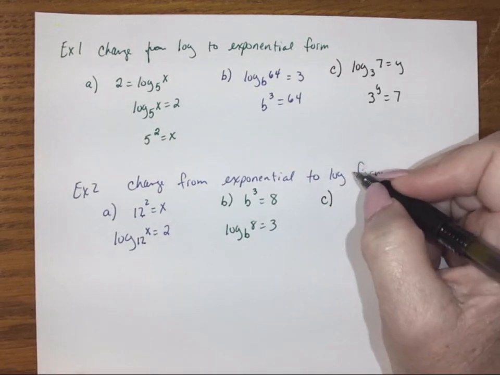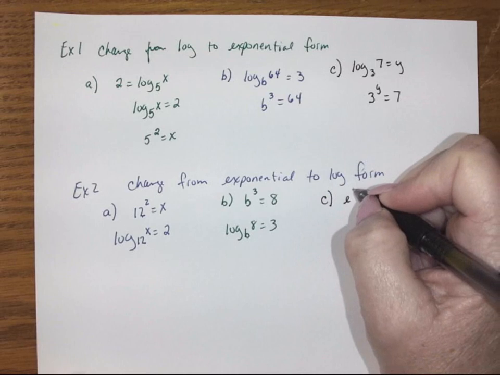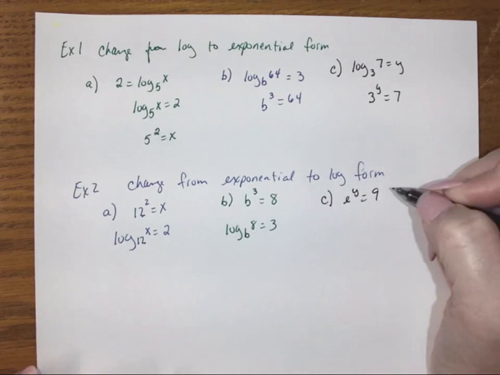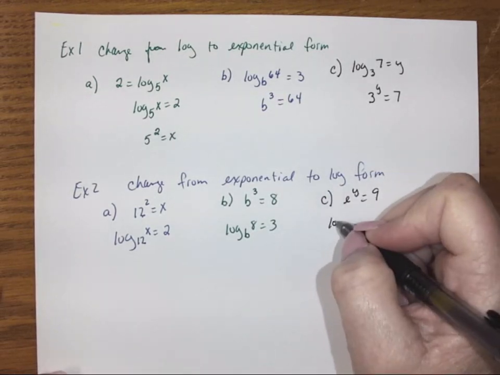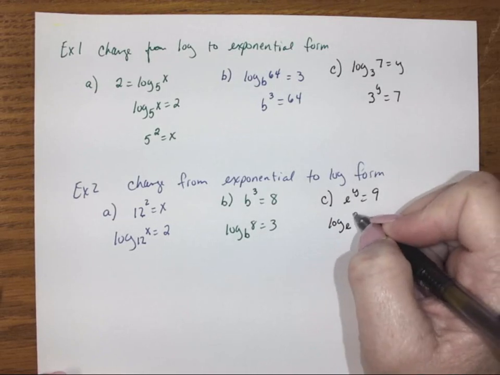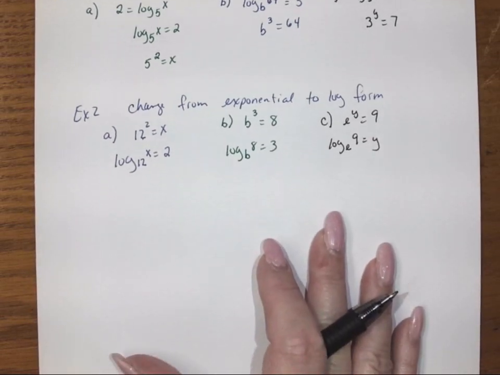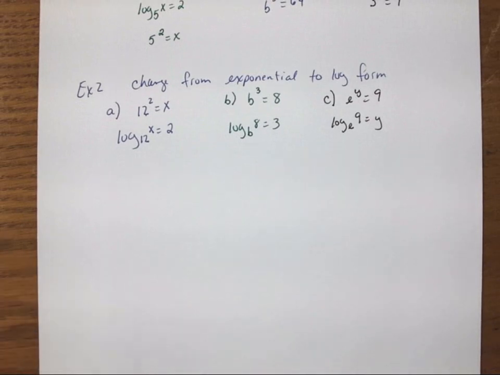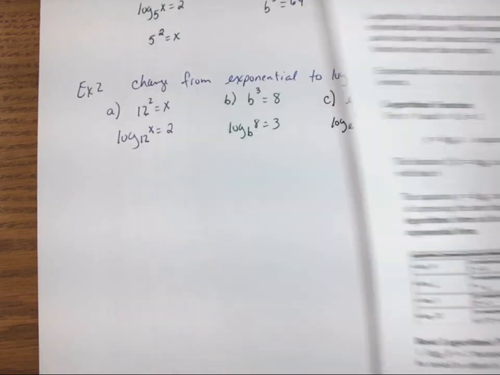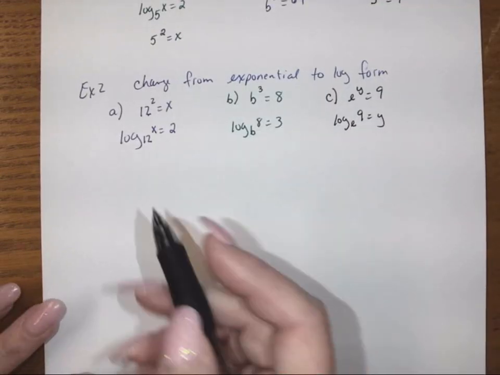For part C, we have e to the y equals 9. So we have log base e of 9 equals y. So now we're going to look at actually doing some evaluations. And this is what your chart looks like on your handout if you're in my class. So for example 3, if you don't have the handout, I'm going to go over these examples, and if you do, you can follow along with that.